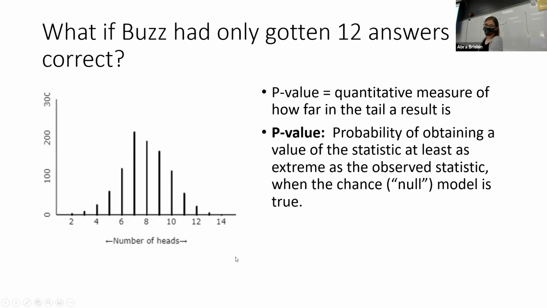And formally speaking, the p-value is the probability of obtaining a value of the statistic at least as extreme or at least as convincing as the observed statistic that we got from our actual data when the chance or null model is true. So go ahead and get that into your notes, because this definition is going to come up a lot when talking about hypothesis testing.